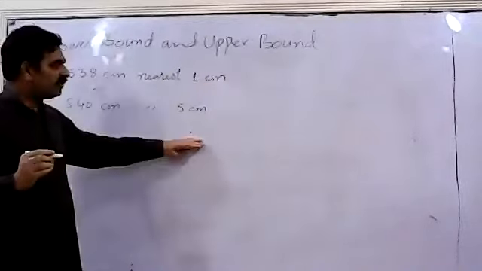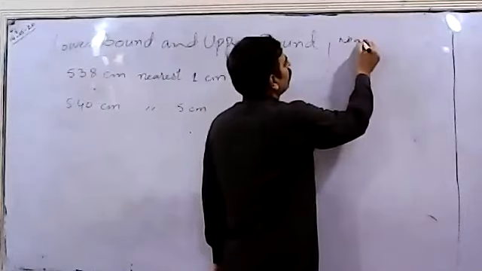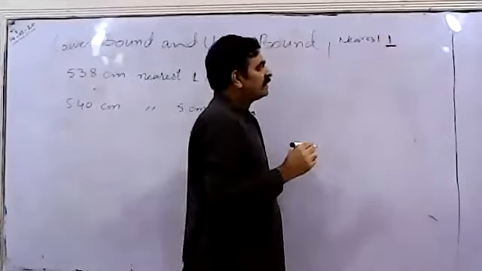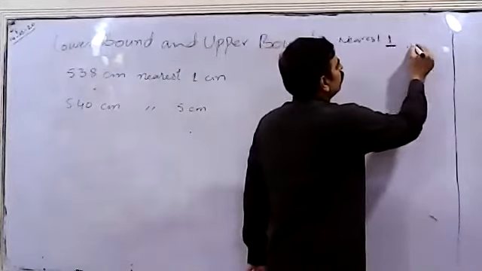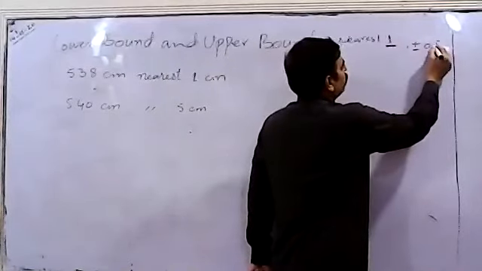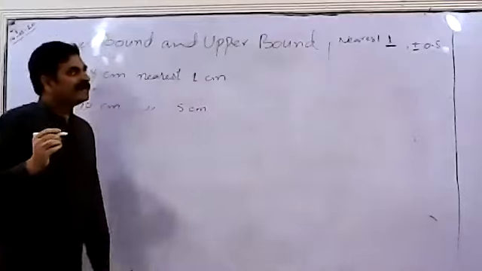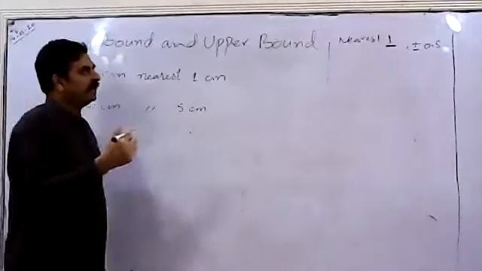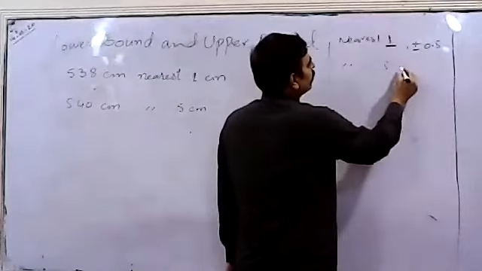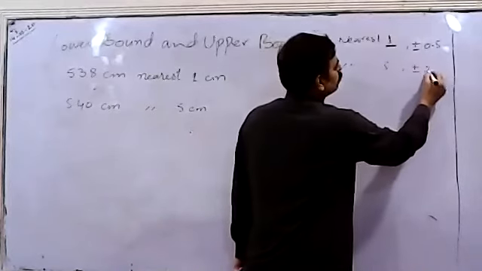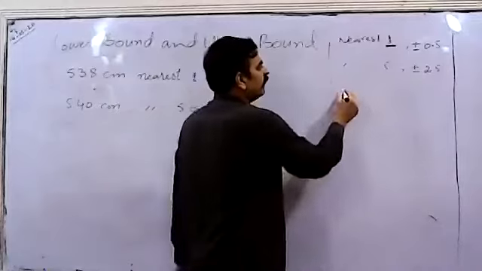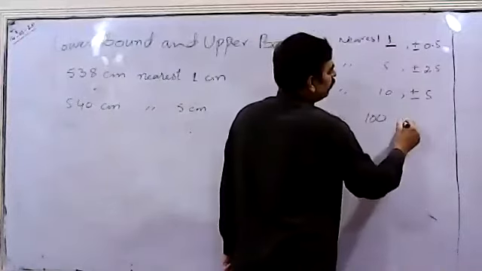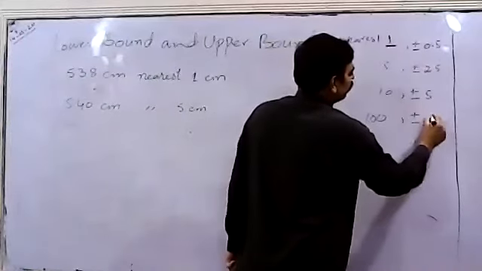Students, if it's written nearest 1, what is the half of 1? 0.5. In the upper bound, we will add 0.5, and to find the lower bound of the same value, we will subtract 0.5. Students, if it's written nearest 5, we will add or subtract 2.5, half of 5. If it is 10, we will add or subtract 5. If it is 100, we will add or subtract 50.